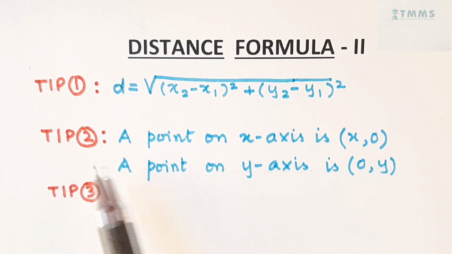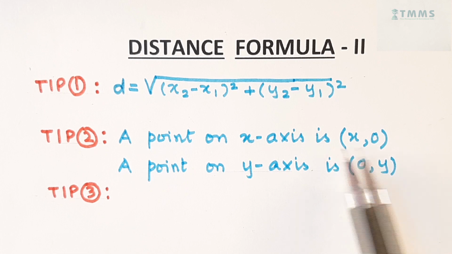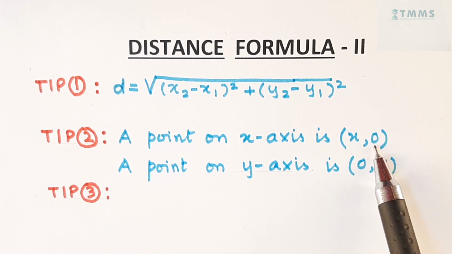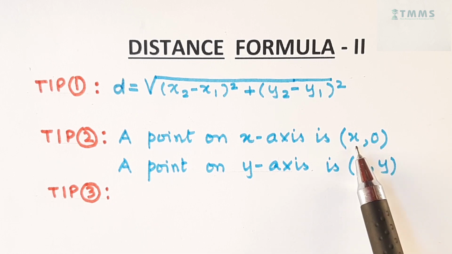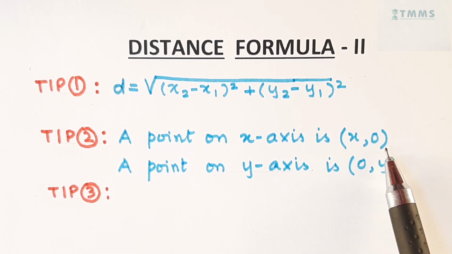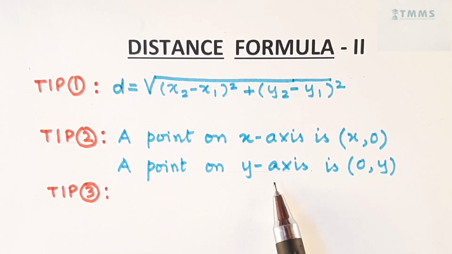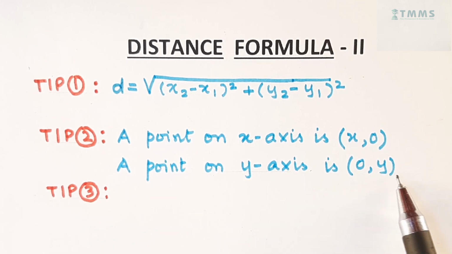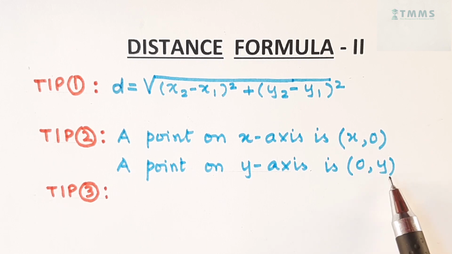Tip number 2: a point on the x-axis is represented as (x, 0). So the x coordinate will be x and the y coordinate will be 0. Similarly, a point on the y-axis is (0, y). So the x coordinate, or abscissa, becomes 0 and the y coordinate will be y.